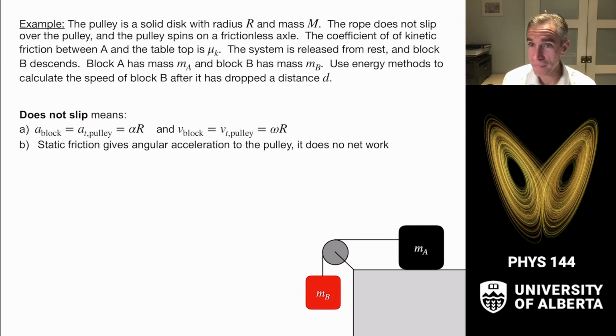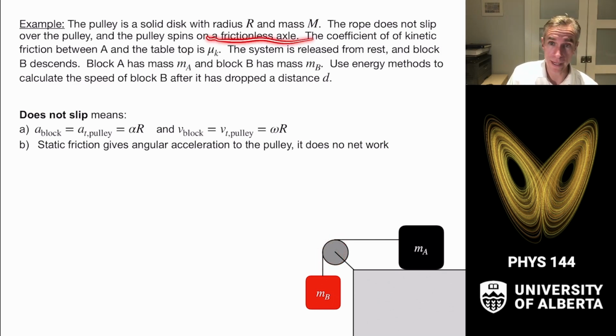Let's give it a try. Let's come back to our classic situation, which is we have a block of mass A and a block of mass B, and they're suspended over a pulley, and they're going to move. Brilliant. But the difference is we're going to give the pulley as a solid disk of radius r and mass m. And we're going to say that the rope does not slip as it slides over the pulley.